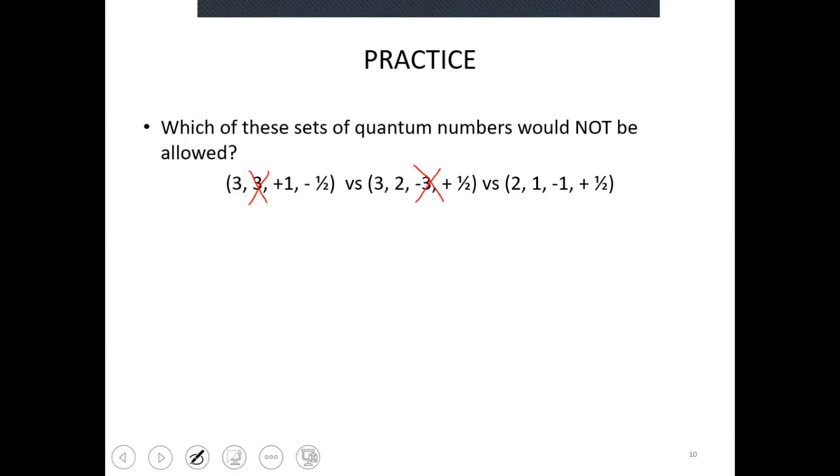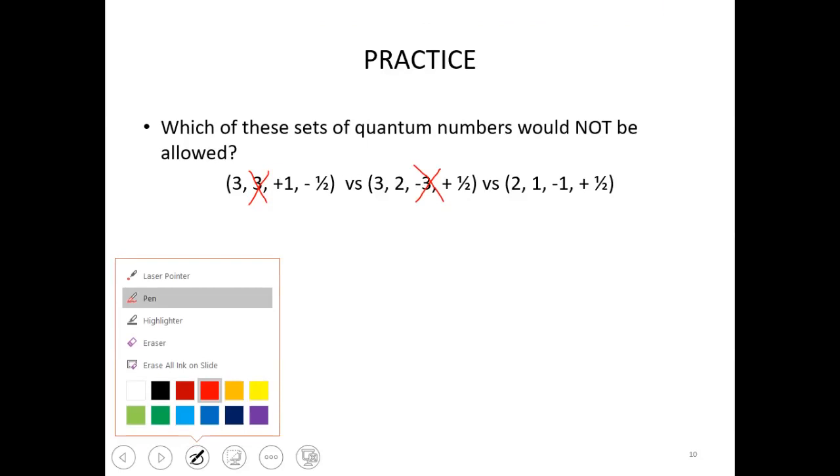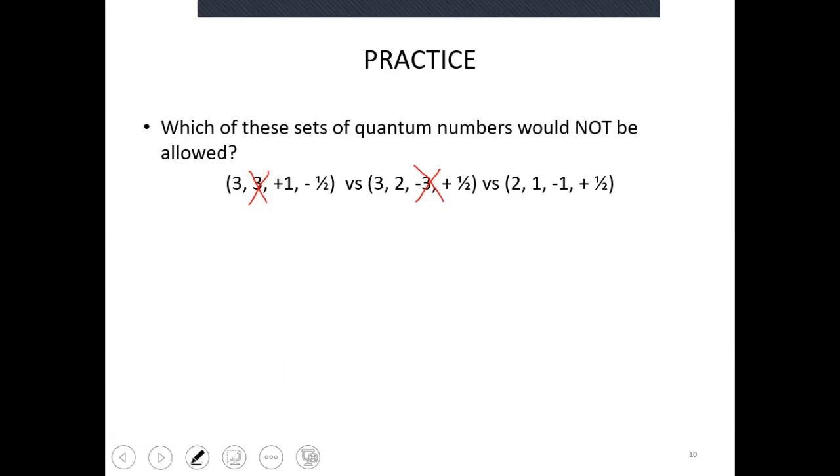Now let's look at the last one. Does that one work? Looks like it does, right? Because if n equals 2, then L can be 1. Yes, it can be 1 less than that. And then ML can be minus 1, 0, or 1. So that's okay. And of course, the spin number is always either plus 1/2 or minus 1/2, right?